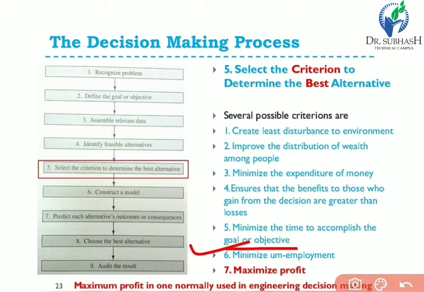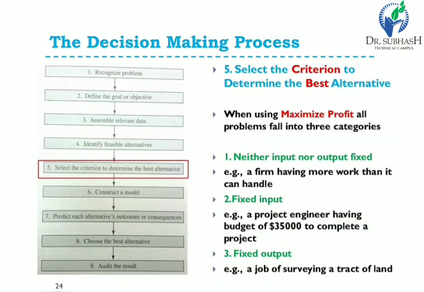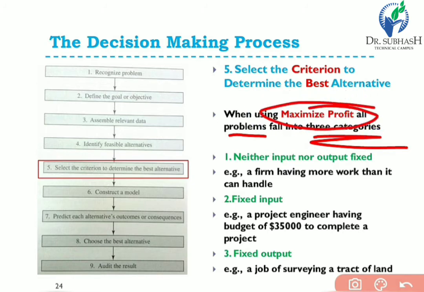And seventh, and the most useful one in which we work, is maximum profit. So it's the most important. Maximum profit is normally used in the engineering decision making process. When using maximum profit, all problems fall into three categories. If we choose only maximum profit, then there are three categories.